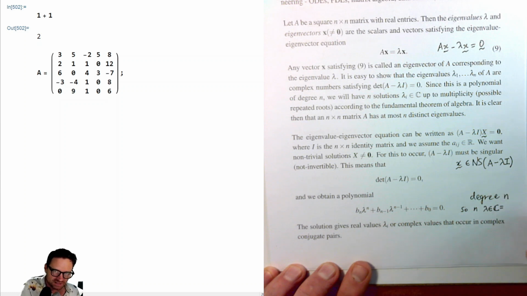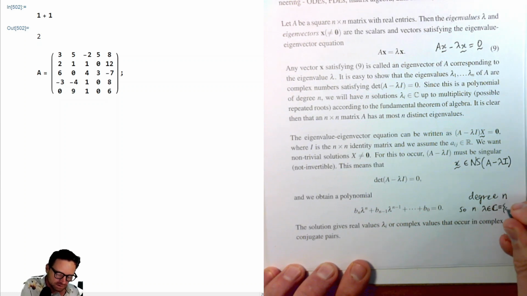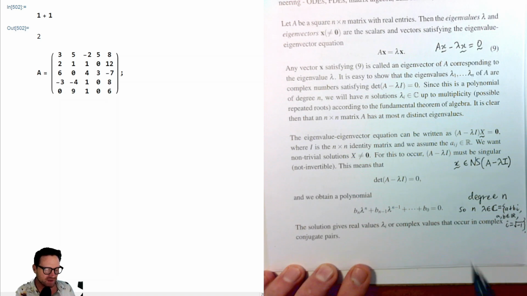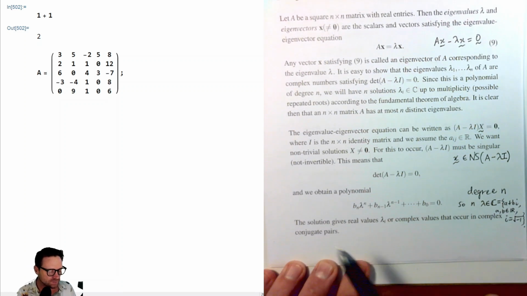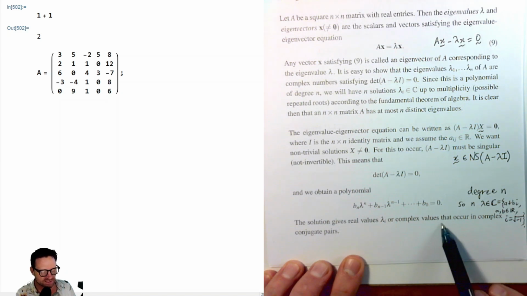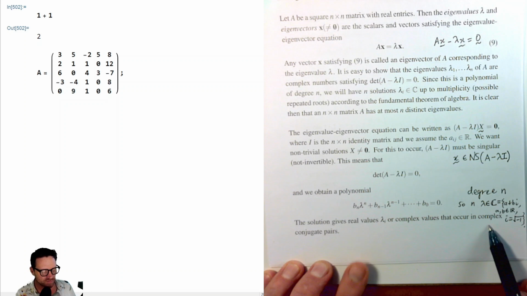And remember what this is: the set of all a plus bi, where a and b are real numbers and i is the square root of -1. So even though the entries of A are real, you can possibly get non-real eigenvalues. So the solution gives real values lambda_i or complex values that occur in complex conjugate pairs.